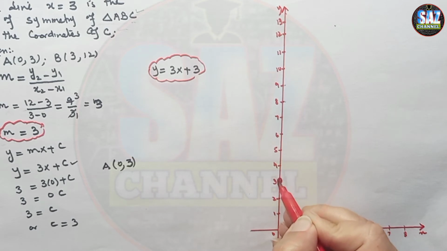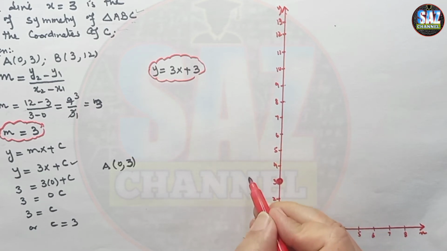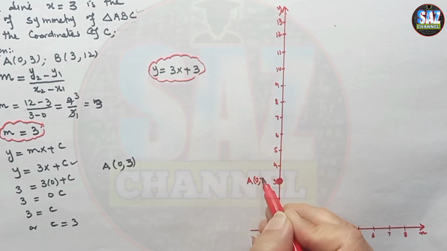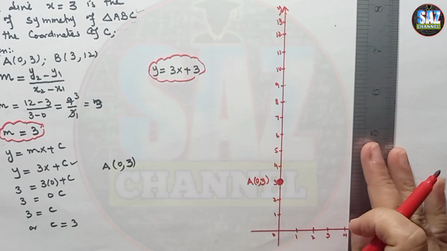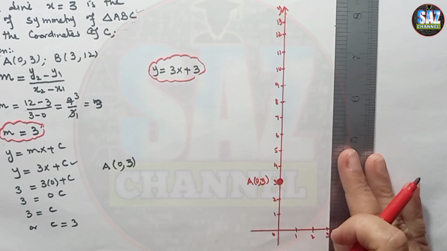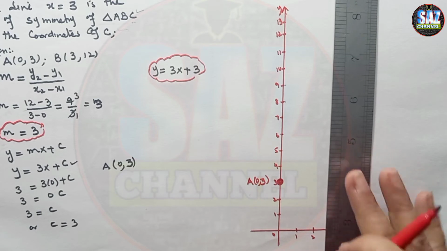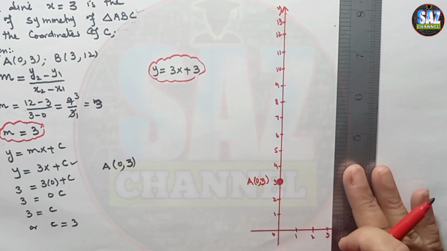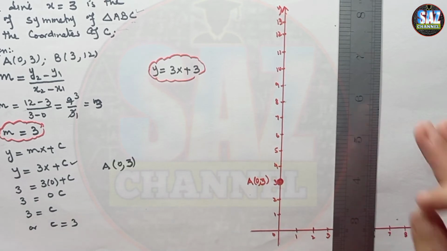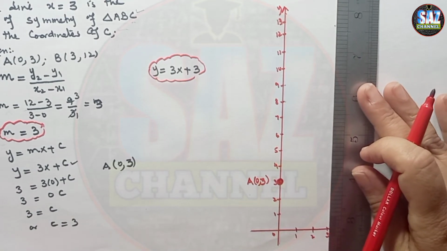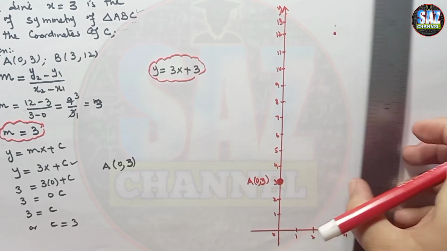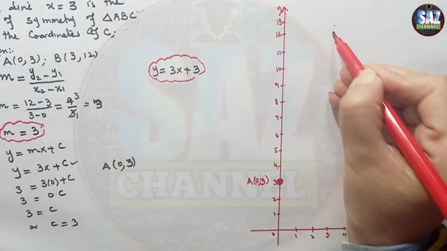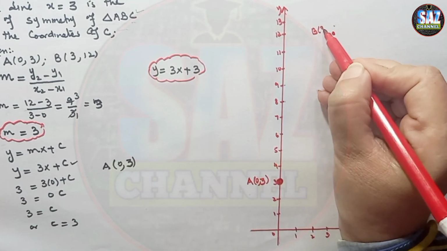So I will be plotting my point here at this place. And I have to label the points as well: A is (0, 3), and B is (3, 12). Here the x value is 3. So first of all, I have to reach x equals 3, and then move 12 units up, and mark a point. Okay, and this is the place for point B, which is (3, 12).